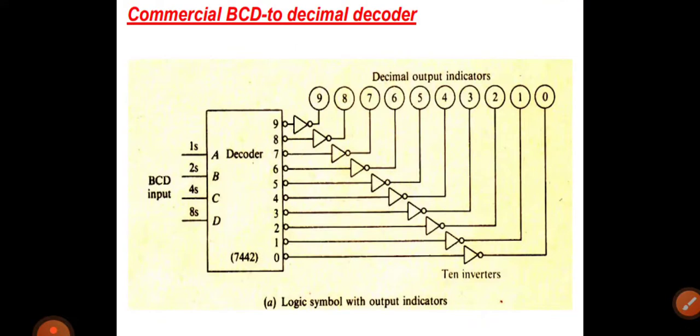The commercial BCD to decimal decoder can be written with 1s, 2s, 4s and 8s inputs. It has 10 inverters. Can we use it as an inverter also? Here is the logic symbol with the output indicators.